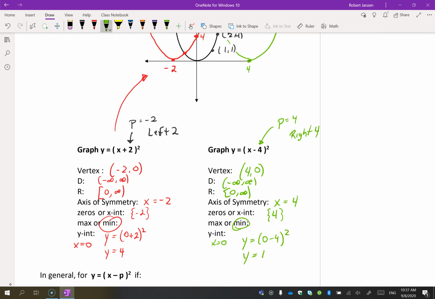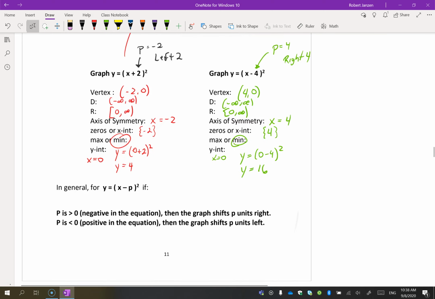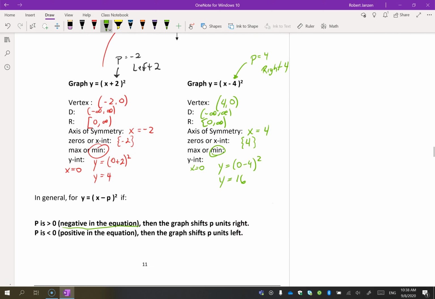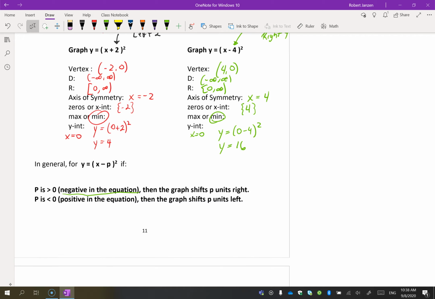So this is going to be 16. Okay? So this is the part, of the things we've learned today, that is the trickiest. If p is greater than 0, it'll look like it's negative in the equation, right? So here p is 4, but it looks like it's negative. It's not. It's actually positive. Okay? Then the graph shifts right. If p is negative, then the graph shifts left.